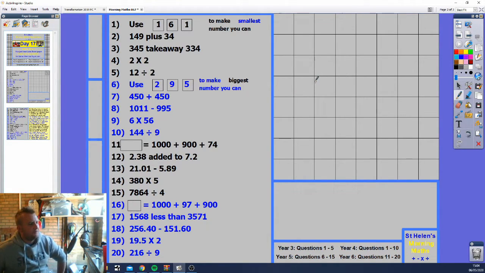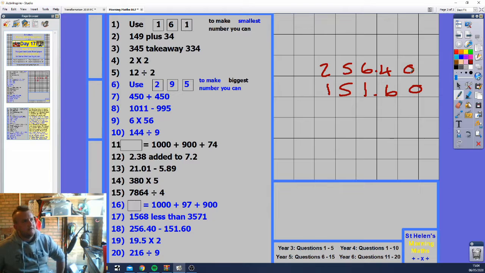We got 256.40 minus 151.60. Okay, so let's do it. Let's do 256.40. Excuse the decimal point. Why did I put that there? 151.60. Okay, 0 minus 0 equals 0. We're going to borrow from over here. Okay, and we're going to go 14 minus 6, because we can't do 4 minus 6. 14 minus 6, which is 8. I'm going to put the decimal point there. 5 minus 1 is 4. 5 minus 5 is 0. And 2 minus 1 is 1.